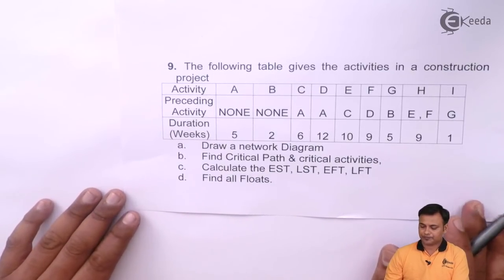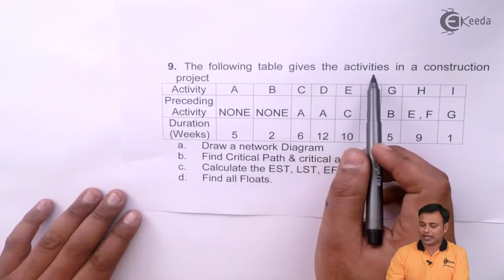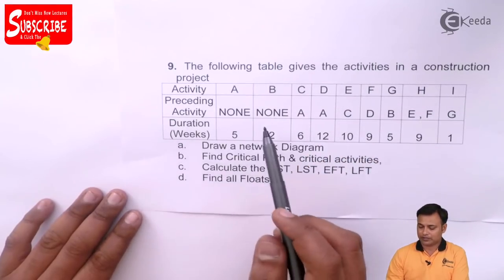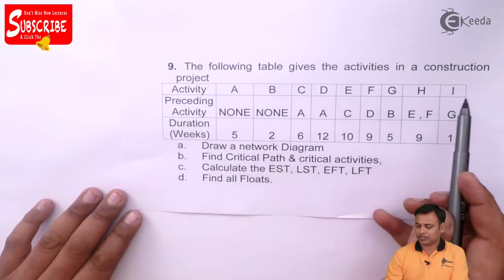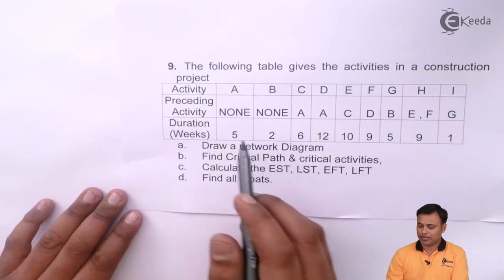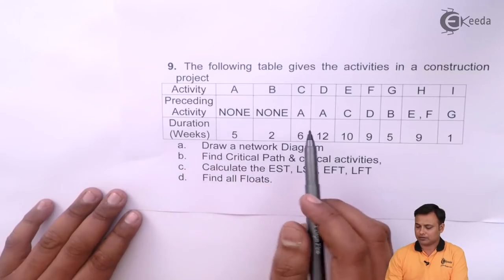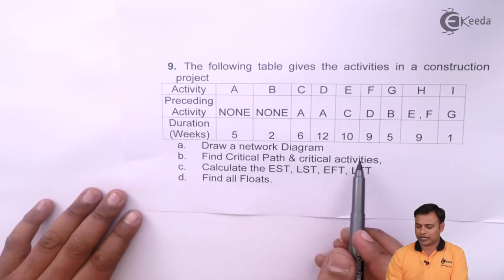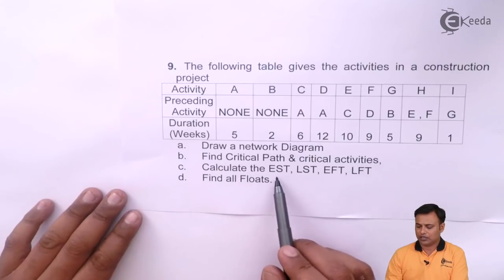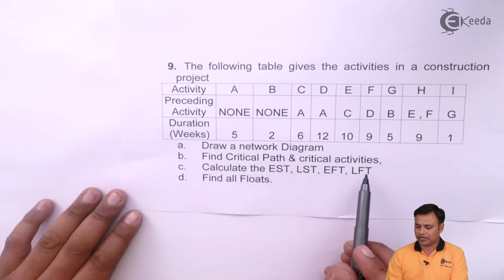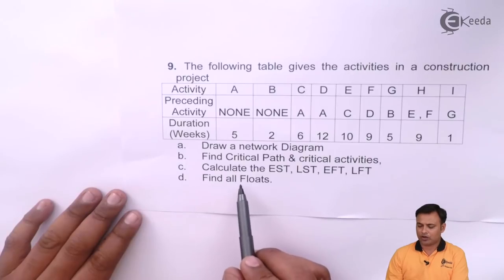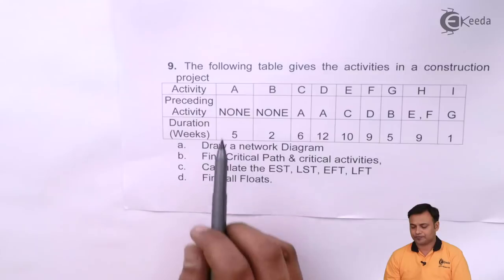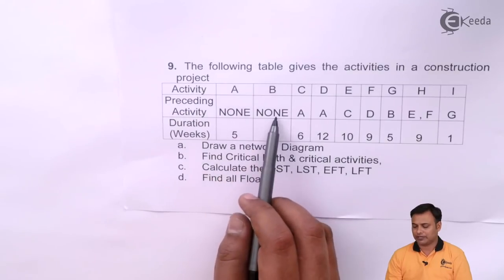Number 9. The following table gives the activities in a construction project. So we have activities A, B, C, D, E, F, G, H, I, and then we have preceding activities, and we need to draw a network diagram, find the critical path, critical activities, and calculate the EST, LST, EFT, LFT, and find all the floats. Let's draw the diagram first. A and B are the initial activities.